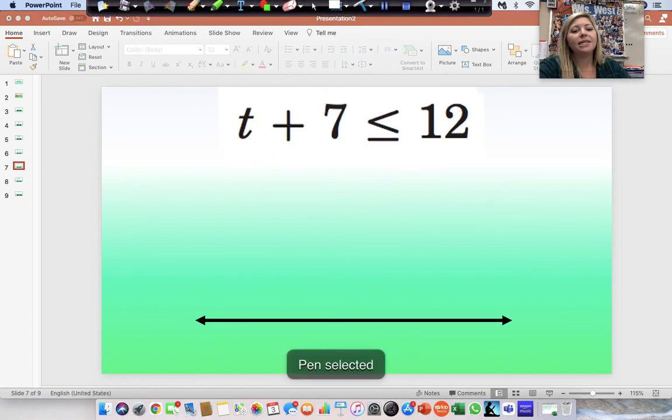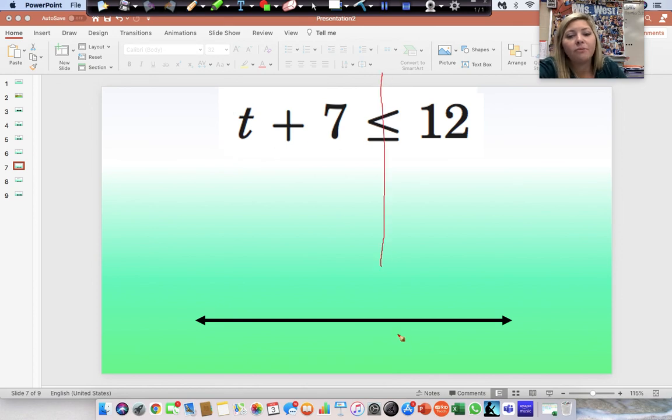Okay, this says t plus 7 is less than or equal to 12. Draw your line down from the inequality sign. My variable is t. Right now t is being added to 7. We want to do the opposite of what it says to solve. So the opposite of adding 7 is subtracting 7 from both sides of the inequality sign.